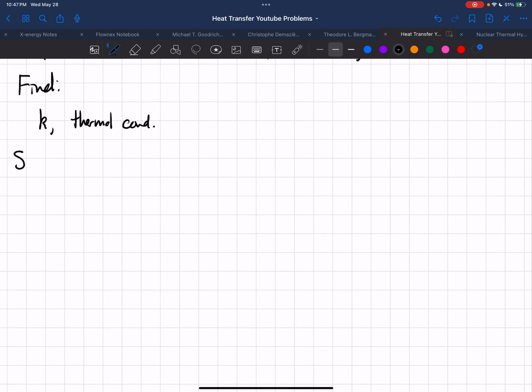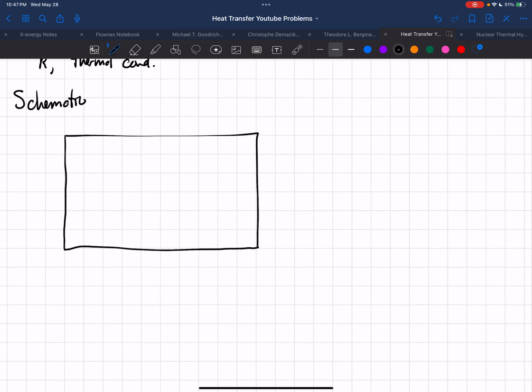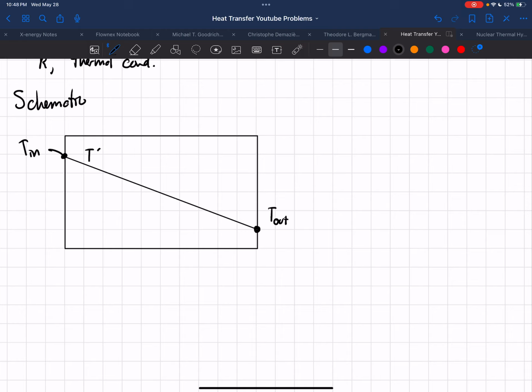So let's go ahead and draw our schematic. We are just going to draw a little box here, a representative rectangle. And on one side, we will have T inner, and on the other side, we will have T outer, and I'm drawing that a little bit lower to represent the fact that it is a lower temperature. I'm also going to draw a line between them, and I'm going to call that line T of x, where the x direction is this horizontal direction in our image.